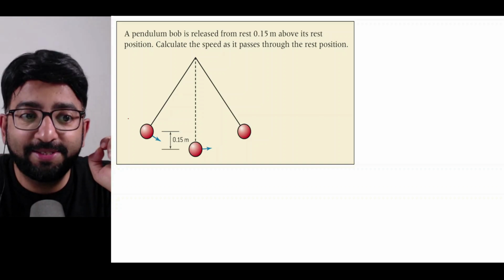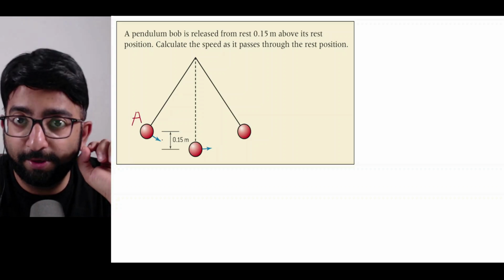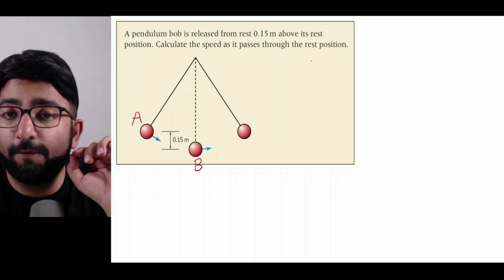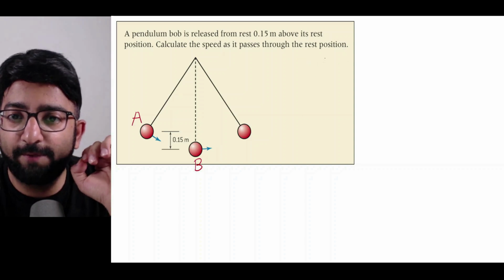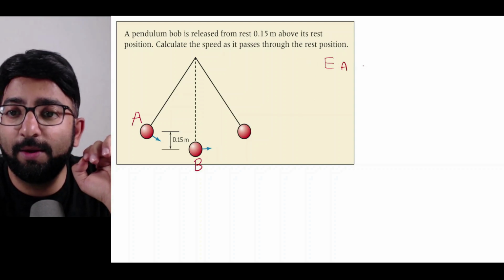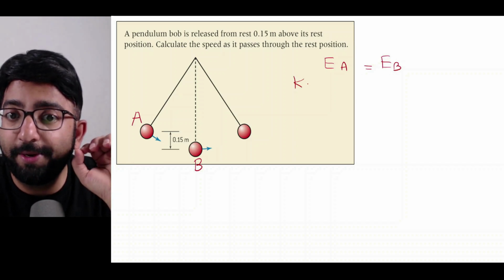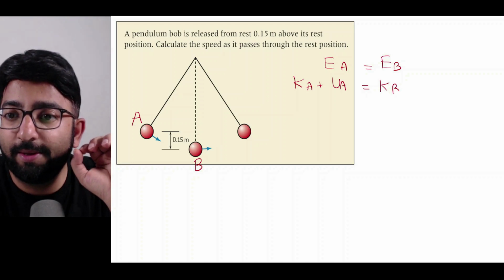Let me label. Let's say A is the initial position of the bob and B is the final position. According to the law of mechanical energy conservation, total energy at A will be equal to total energy at B. And total energy is a combination of kinetic plus potential energy. So let's write it down. Energy at B will be KB plus UB.